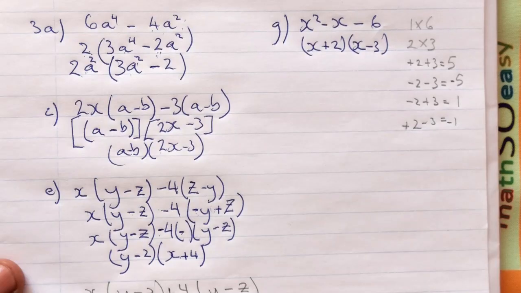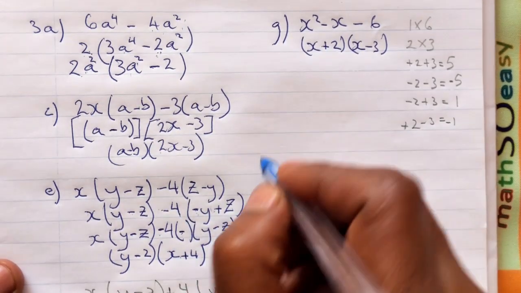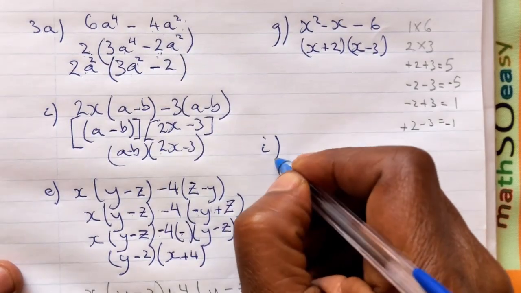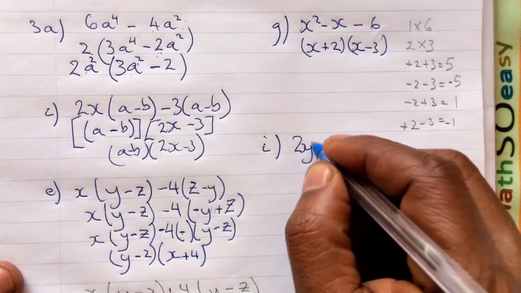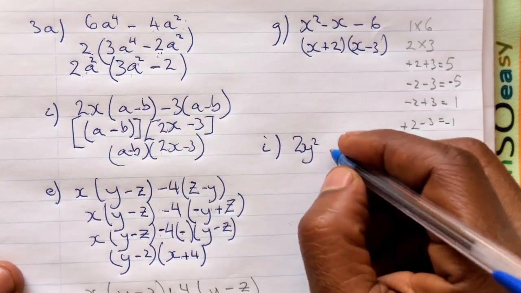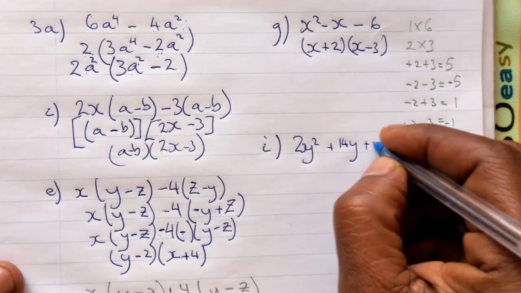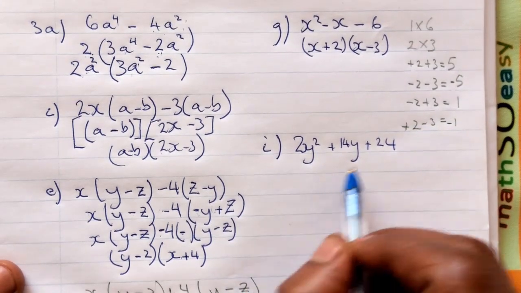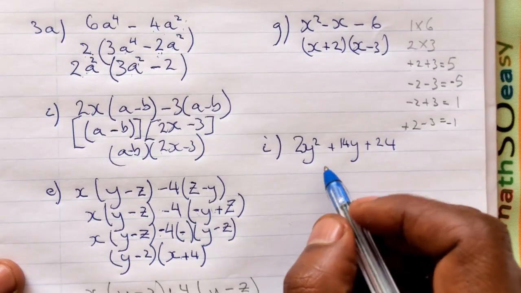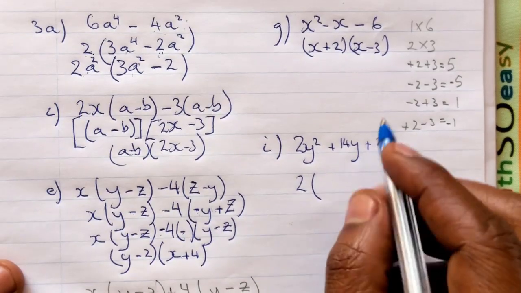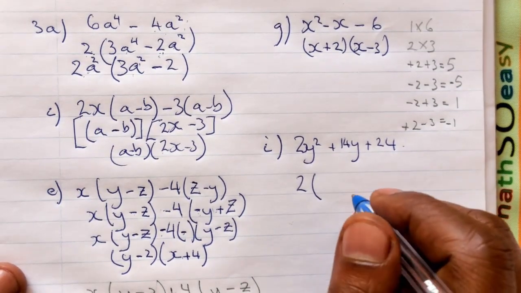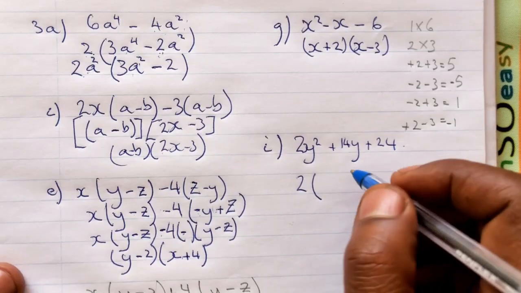Let me see. Should I do I? Okay, yeah. Let me end with I, okay? So with I, what did they give us? They gave us 2y squared, I almost wrote an x, plus 14y plus 24. What is common? Only the number. I don't have a y there. So remember, this one, it is a trinomial. It's an expression where we are factorizing. Okay, so just be careful.